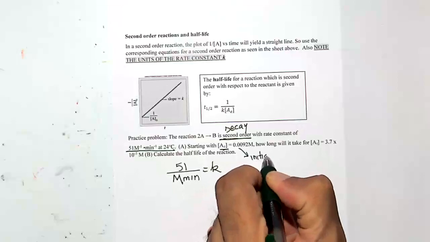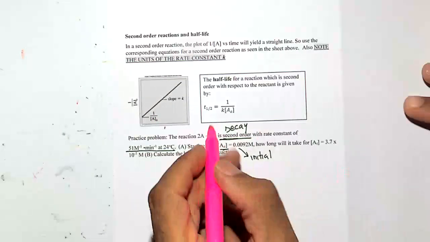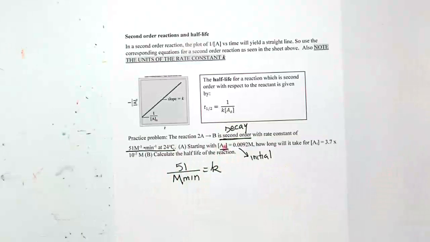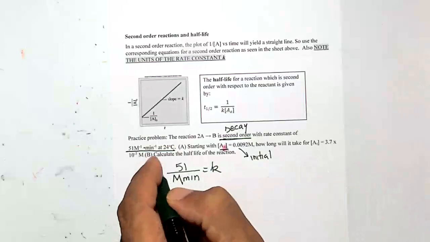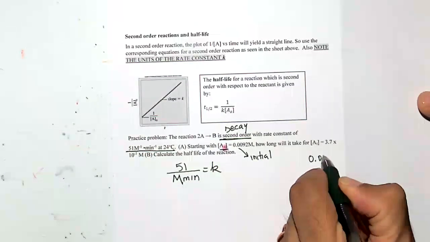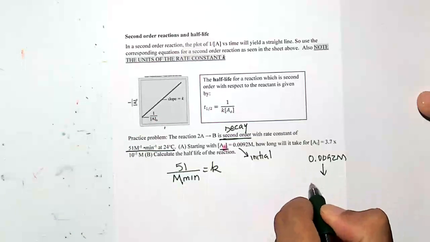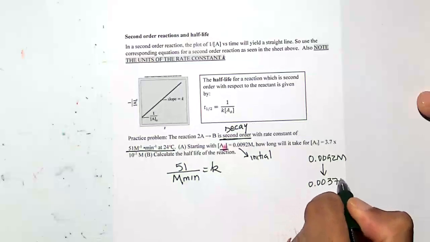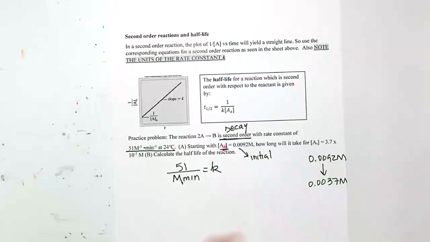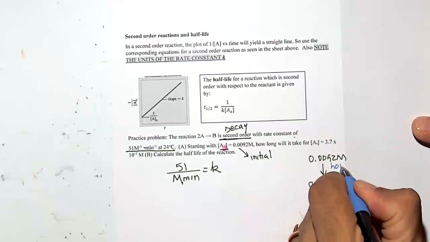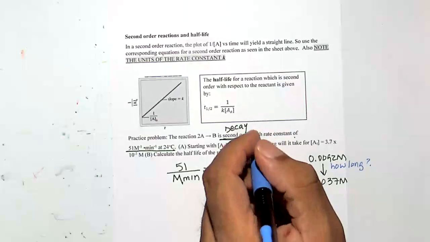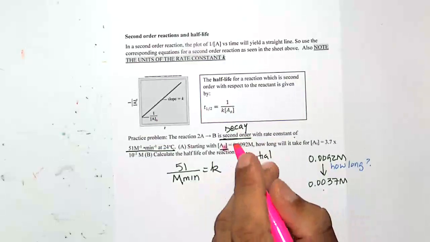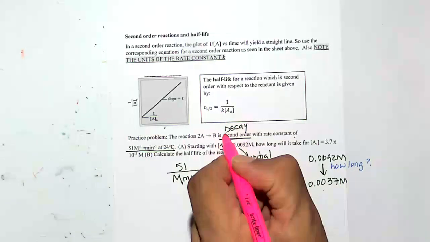Initial, with that little naught symbol. And then at time t, we go from 0.0092 to 3.7 times 10 to the minus 3, 0.0037 molar. So how long does this decay occur? How long do we go from 0.0092 molar to 0.0037 molar? What type of decay is this? What type of equations will we use?